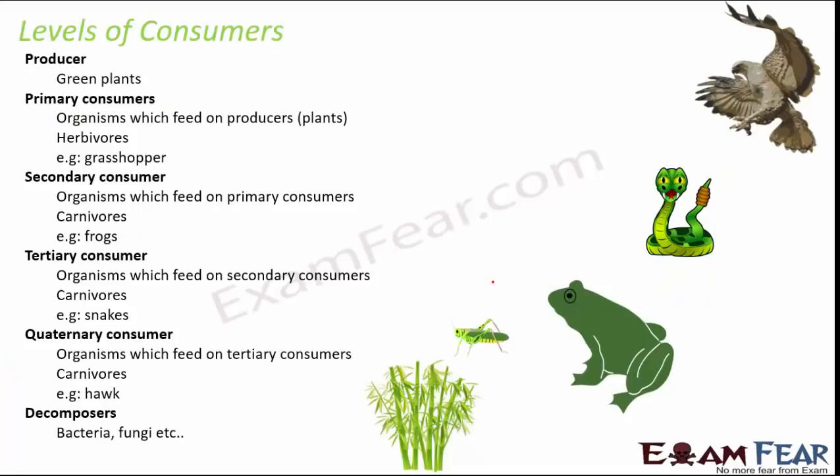Then you have the levels of consumers. Producers are the green plants which produce food by the process of photosynthesis. Then in consumers you have different levels, like primary consumers which feed on plants, secondary consumers which feed on primary consumers, tertiary consumers which feed on secondary consumers, then quaternary, and then you have decomposers, which feed on dead and decaying organisms. So basically you have three levels: producer, consumer, and decomposer. In consumers you have various levels.